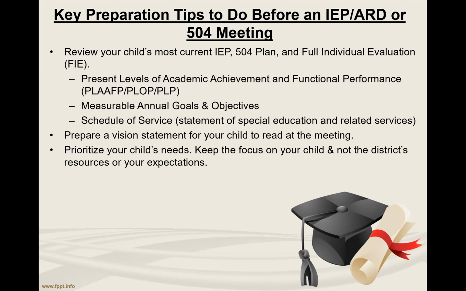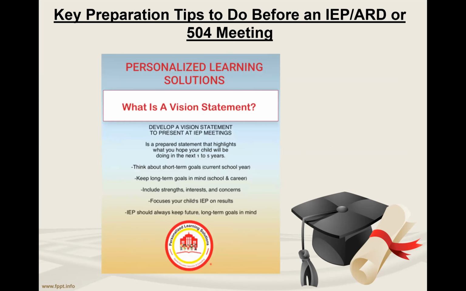Many times they ask for your parent concerns, or if you have a parent input statement. I have taken it a little further and I call it a vision statement. So what is a vision statement? It is a prepared statement that highlights what you hope your child will be doing in the next 1 to 5 years. It includes short-term goals and long-term goals. You can talk about interests of your child, strengths of your child. It helps to keep the meeting focused on your child's IEP. You always want to keep in mind long-term future goals.